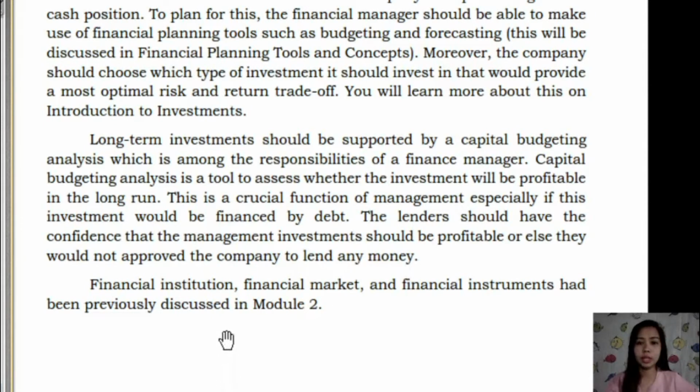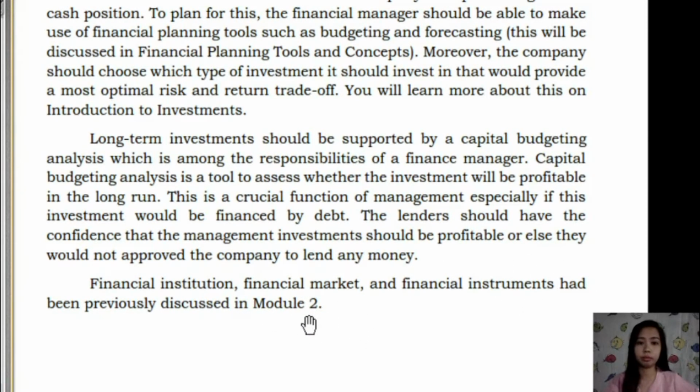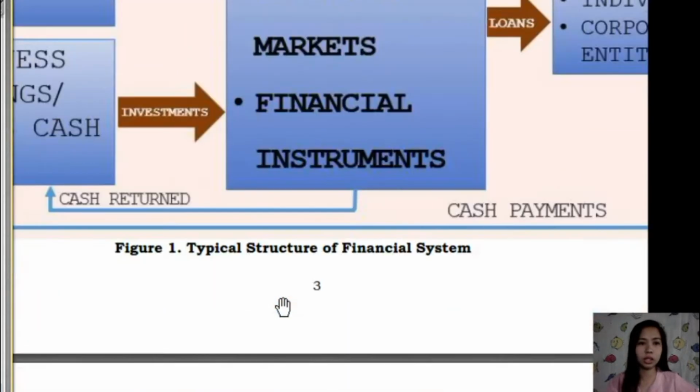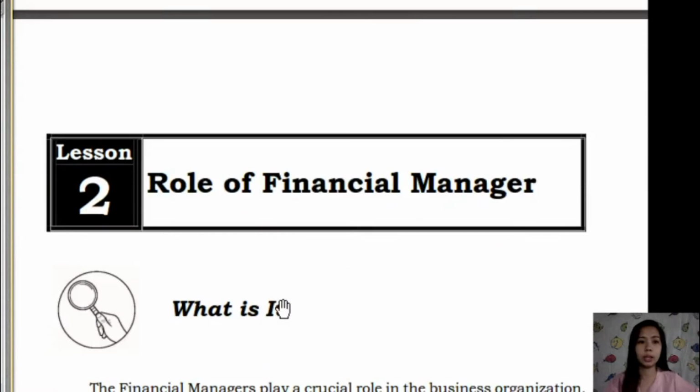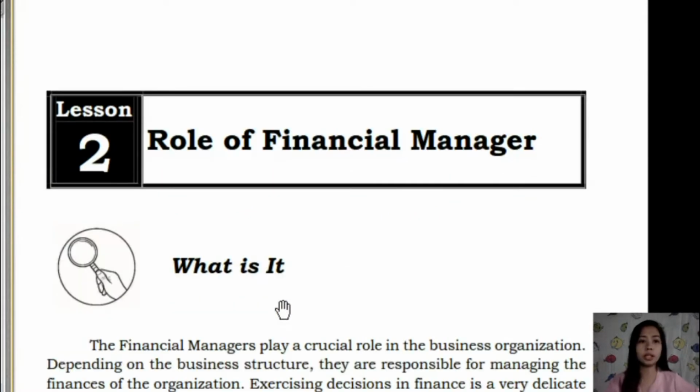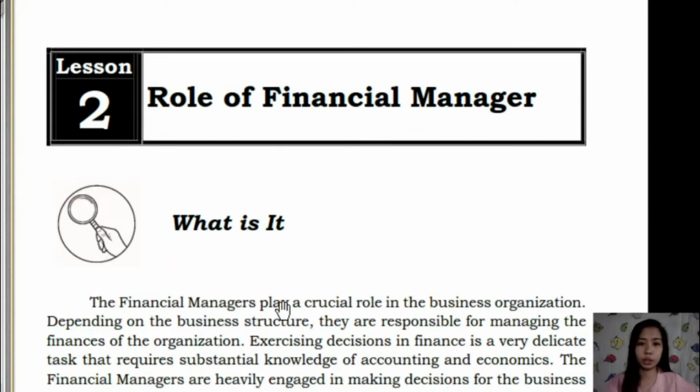Okay? So, financial institution, financial market, as I said earlier, was previously discussed in Module 2. So, next, I already discussed this financial system. So, lesson 2 is the role of financial manager.